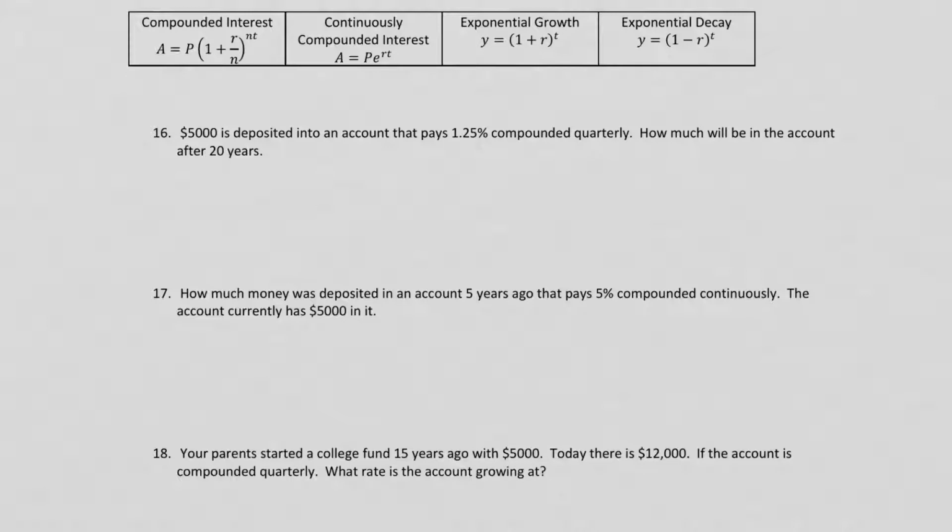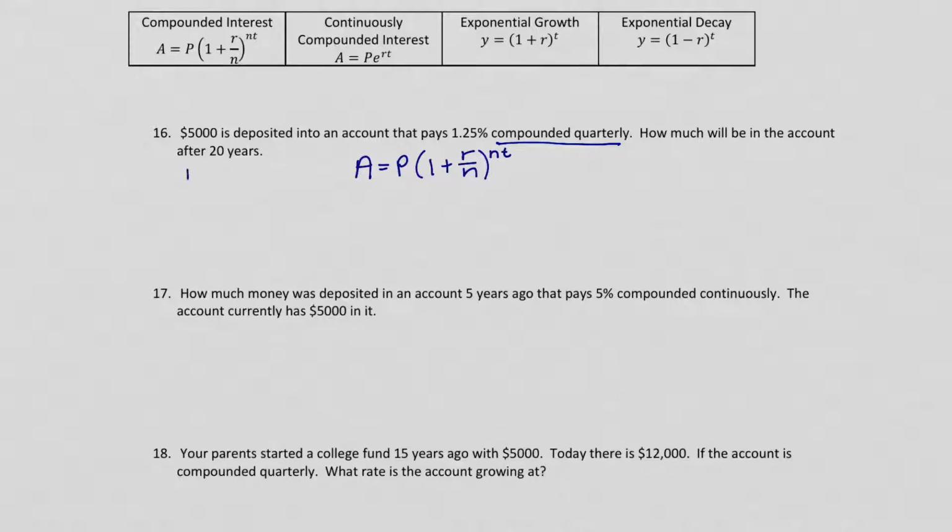So on number 16, it says we have $5,000 deposited in an account that pays 1.25% compounded quarterly. How much will be in the account after 20 years? Okay, so compounded tells us we're using one of the first two equations, and quarterly means we're going to use the compound interest. It would use the word continuously if I used the other equation. But like I said, on the test, I give you the equation, and this is the one we're going to use.